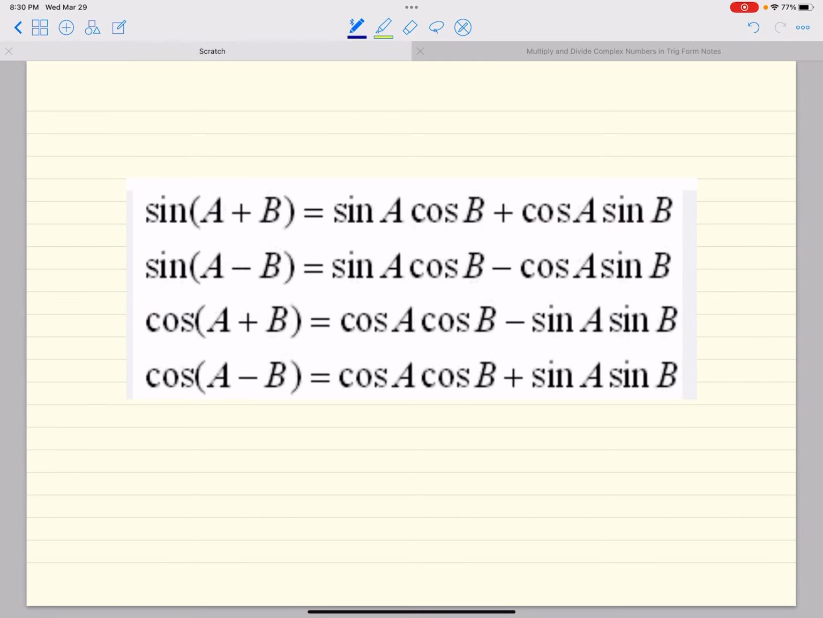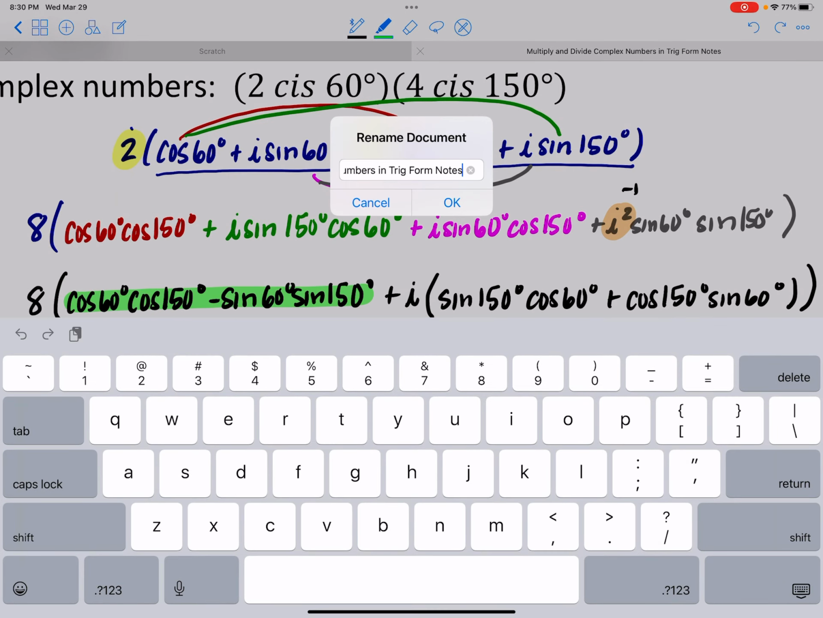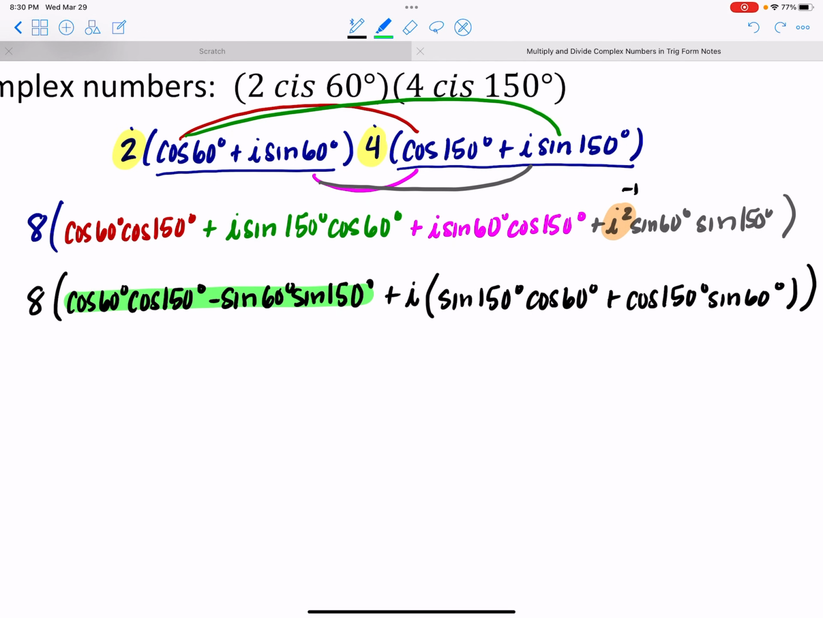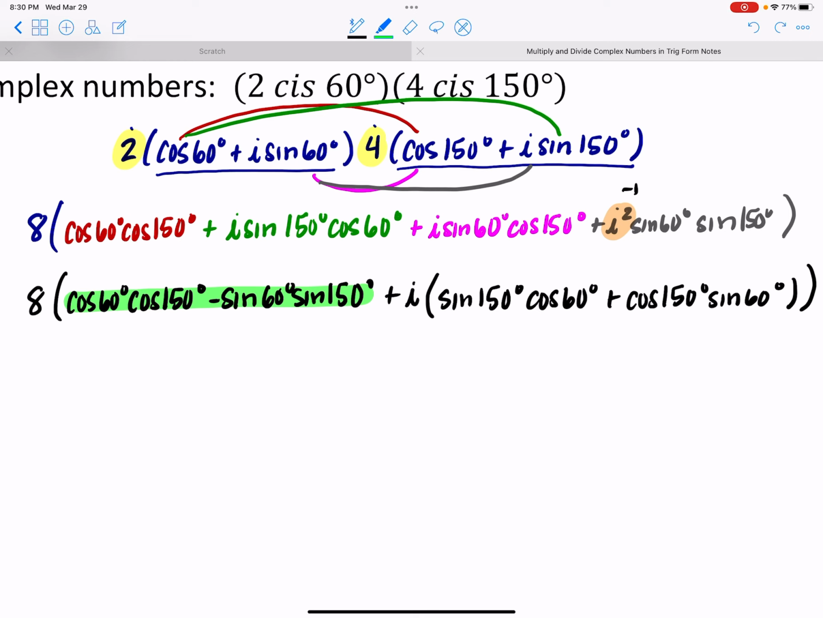So the identity that has the cosine, cosine, sine, sine with the minus in the middle. That is the cosine of a sum. So I can condense that thing that I have written there, that product, that expansion, to the cosine of the sum of those two angles. So that part that I highlighted in green there is going to be condensed down to the cosine of the sum of the angles 60 and 150.